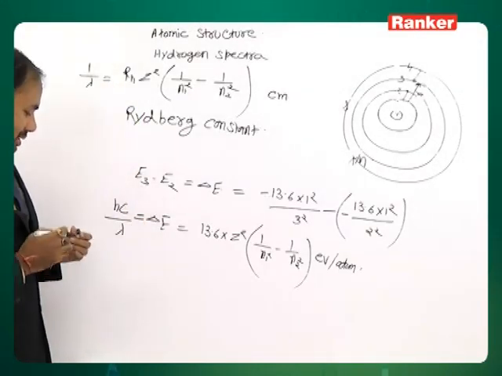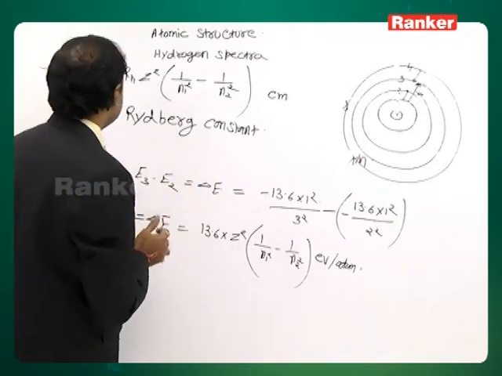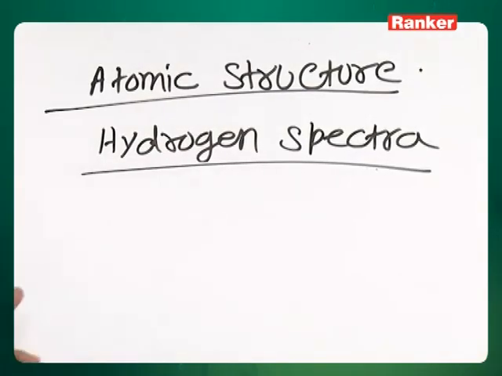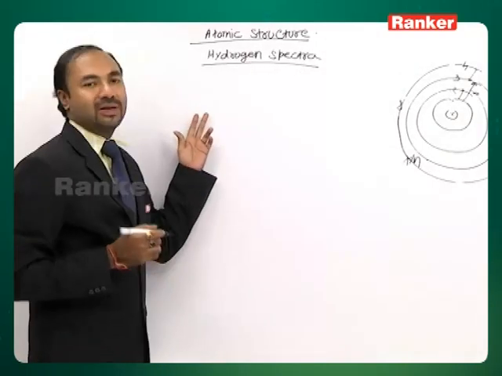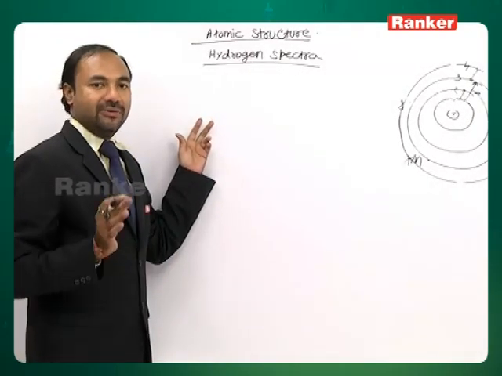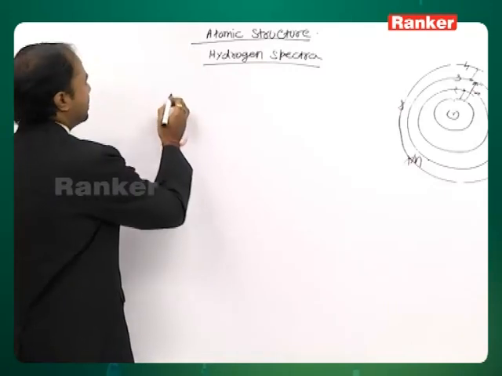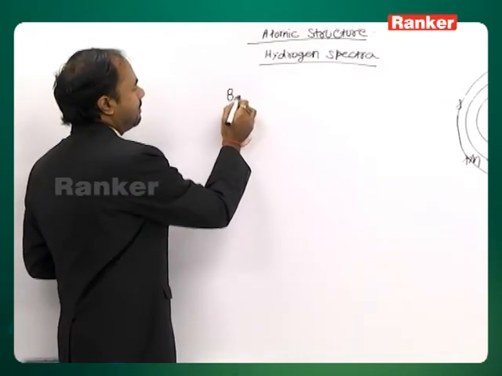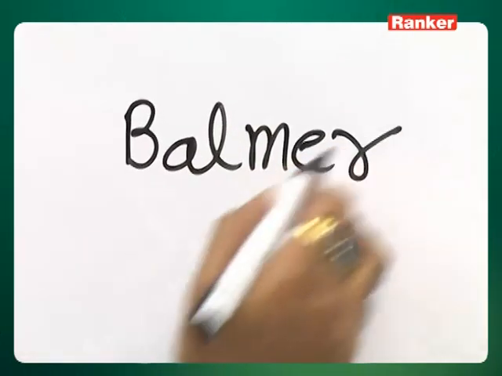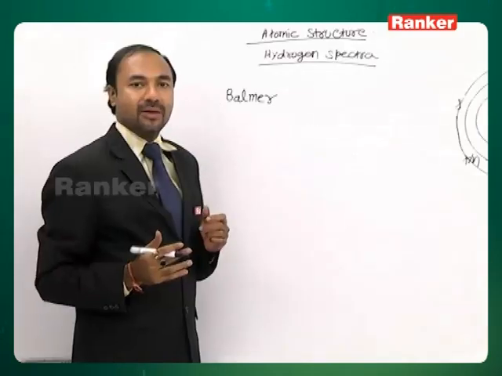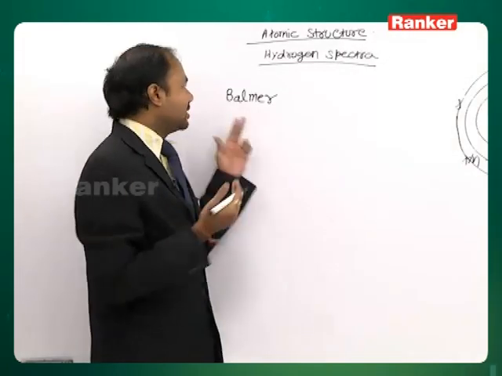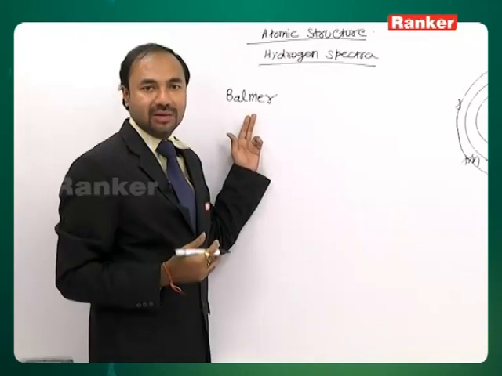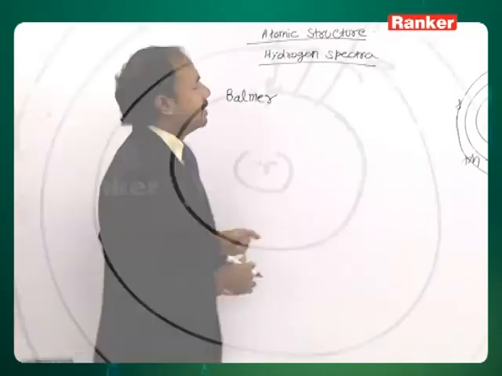Right. Now the hydrogen spectrum will be discussed here somewhat. The spectrum was first discovered for hydrogen, and it was first discovered by the scientist Balmer. He saw certain lines in the spectrum, and those lines, after his name only, are called Balmer lines here.